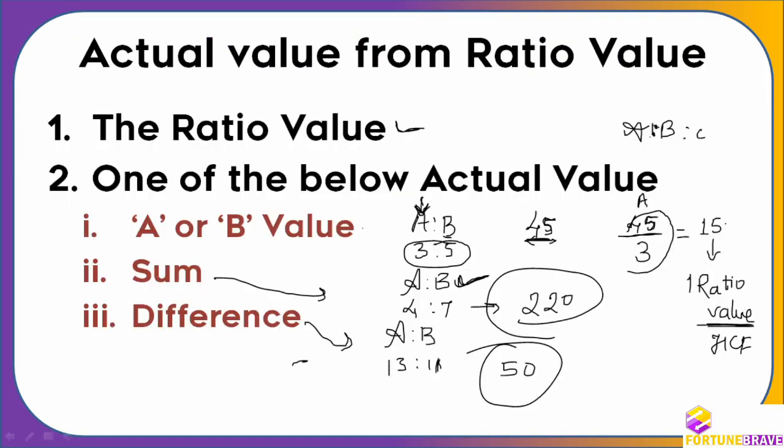Now if they ask for B, I'll multiply by 5 and I'll get 75. There are 75 students in the B school. And if they ask for the total, then what do I do? I'll multiply 15 by the sum of the ratio, 3 plus 5 is 8, 15 times 8 is 120. That is the sum of all the students, the total number of students. Are you getting my point?